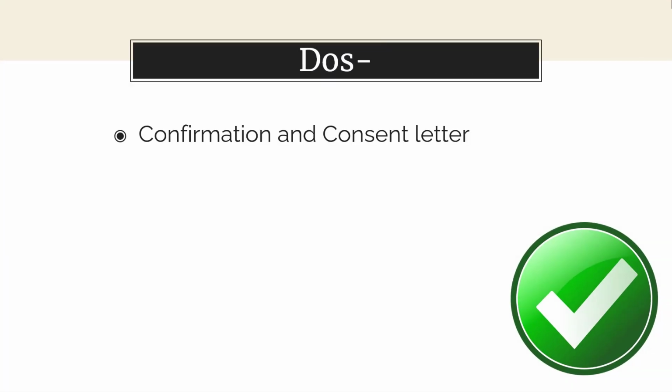Certain do's you'll have to remember. Number one is confirmation and consent letter. Ensure that you have given the confirmation to the respective teacher or the college before you go for the visit. Also, the consent letter from the parent saying that the parent has granted the permission to that particular child to go for that visit.